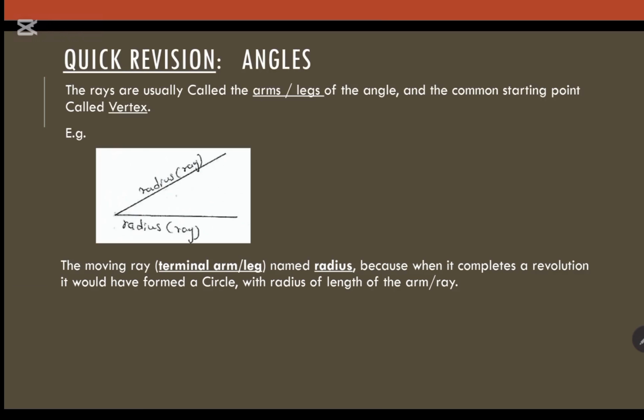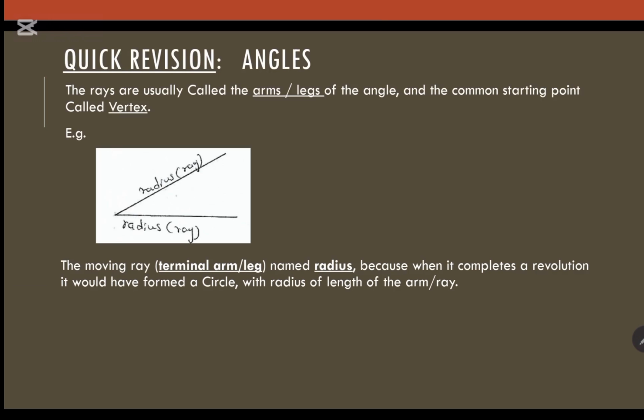The first thing we're going to look at is a revision of what an angle is. These learners were introduced to concepts of angles from as far as grade 8. Now we say an angle is formed by two rays that share a common point. The rays are usually called the arms of the angle. One of my old textbooks said they are usually called the arms or the legs of the angle. And the common starting point of the angle is called the vertex of the angle.